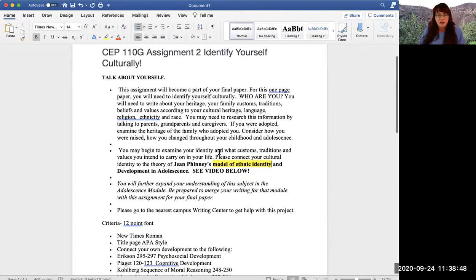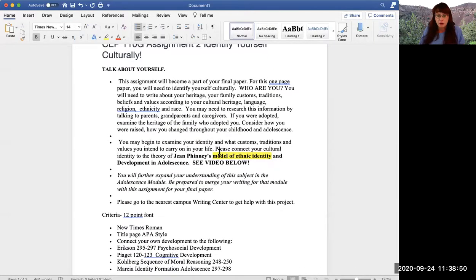So this is the first assignment, identify yourself culturally, and I'm wanting you to just kind of talk about your own life. This is not a big deal. How are you going to raise your children? What are your values? What are your traditions? What is your heritage? How are you going to carry your heritage forward? Or how are you not going to carry it forward, and why? That's all we're looking for in this segment.